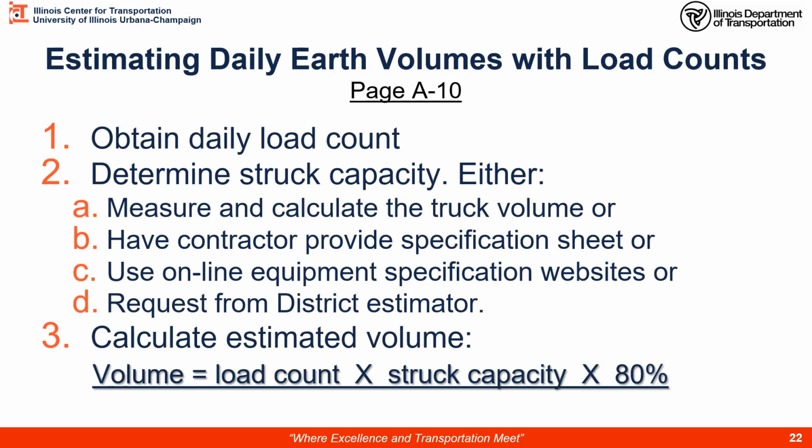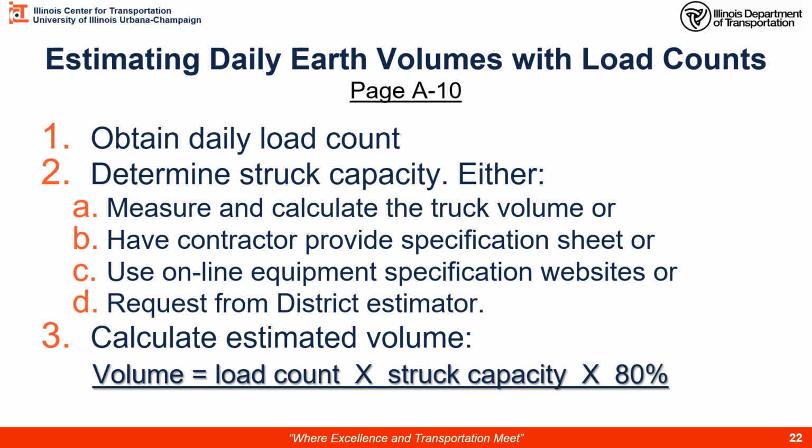Estimating daily earth volumes with load counts. We're on the job site. They're going to be working on earth volumes for maybe a couple of months, and we're going to agree to plan quantity, or we're going to work off of before and after final cross sections for our total quantities. So we need a method to estimate as we're performing this work. We can do it by counting the loads, using the capacity of each piece of equipment, and then simply it is the number of loads times the capacity, and we're going to use a conservative factor of 80%.